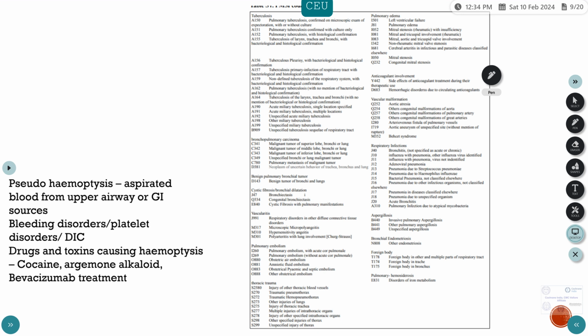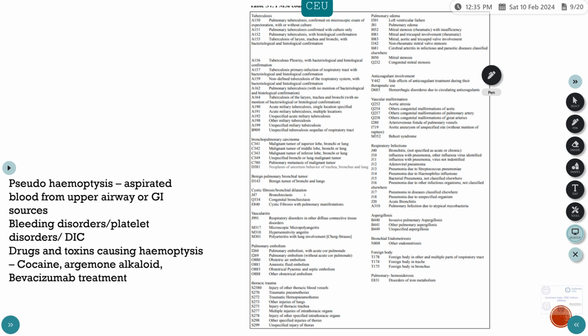clinical setting. However, a few things which were not included, which I felt were pseudo hemoptysis, whether patients had aspirated blood from the upper airway or GI sources and presented like hemoptysis. That was not included. And patients who had bleeding disorders or platelet disorders or disseminated intravascular coagulation probably were not included. And drugs and toxins causing hemoptysis like cocaine, bevacizumab treatment, argemone alkaloid treatment were not included. So these were the things which I felt were not included in their set of ICD coded diagnoses.